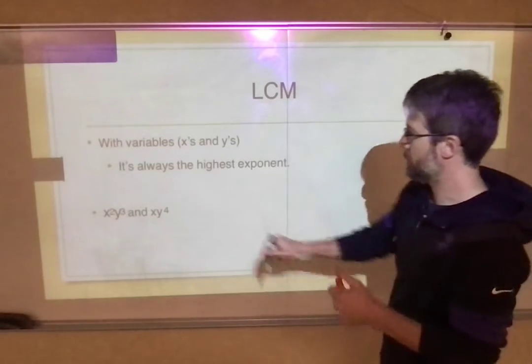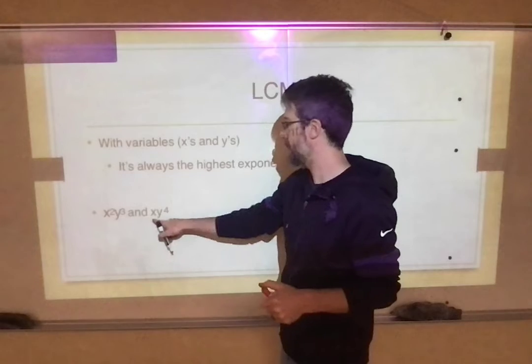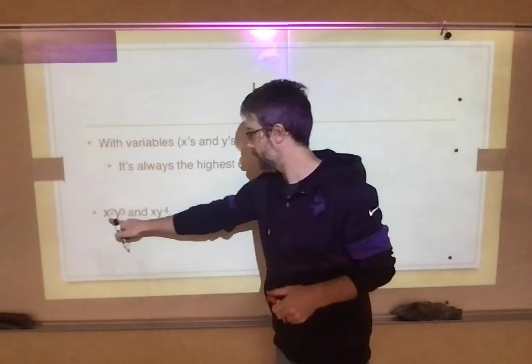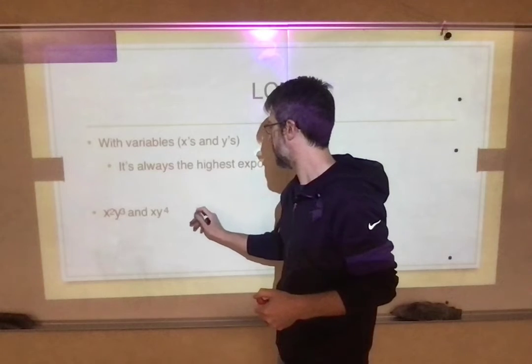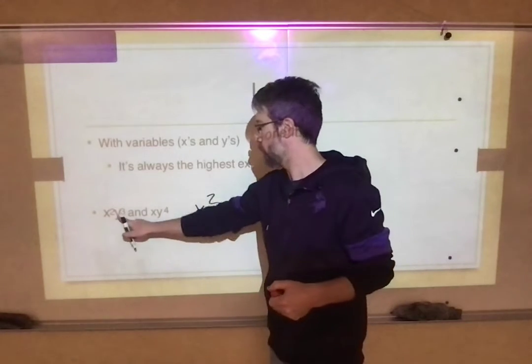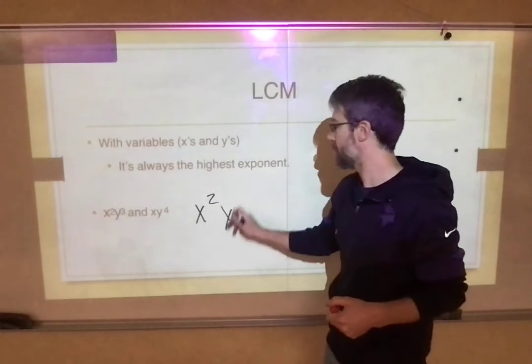Okay, so long story longer. Between x squared y cubed and x y to the 4th, our least common multiple between the x's is going to be the x squared, and between the y cubed and the y to the 4th, it's going to be the bigger one, y to the 4th.